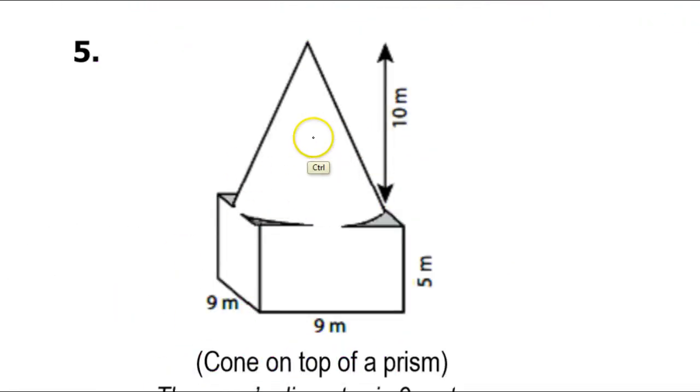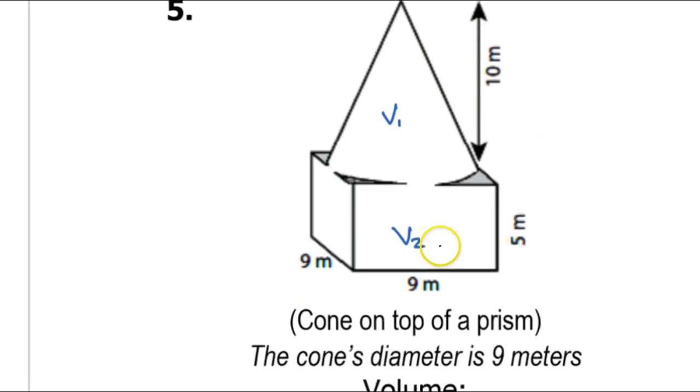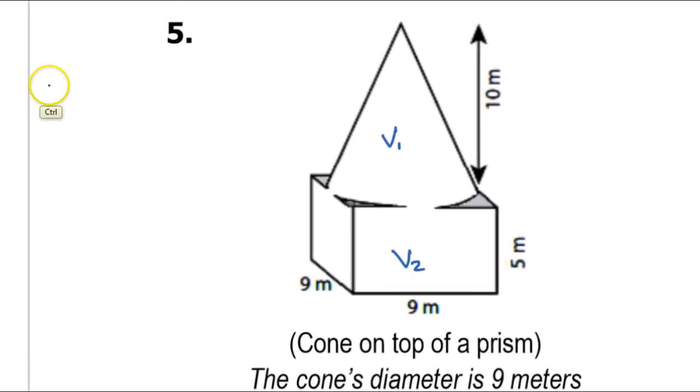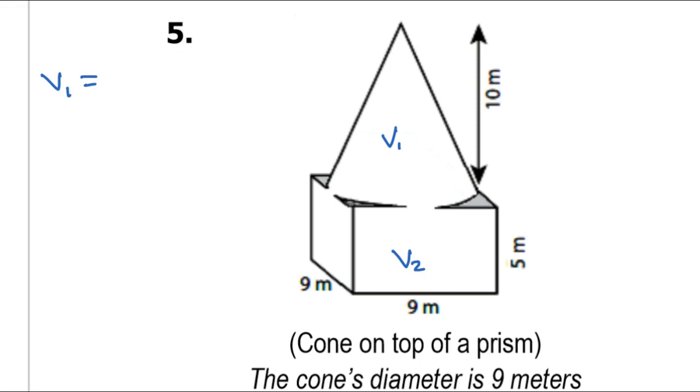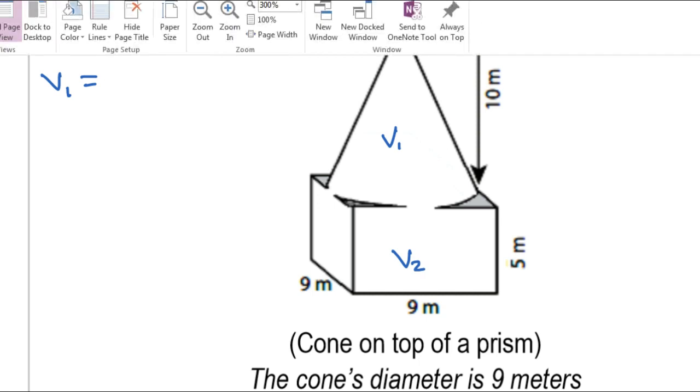Well, for number 5, we have a cone on top of a prism. So I will consider this to be volume number 1, and I will consider this to be volume number 2. So I will find both volumes and then I'll add them up. So let's start with volume number 1. Alright, volume 1 is just a cone. So I know the formula for the volume of a cone is 1/3 area of the base times the height.